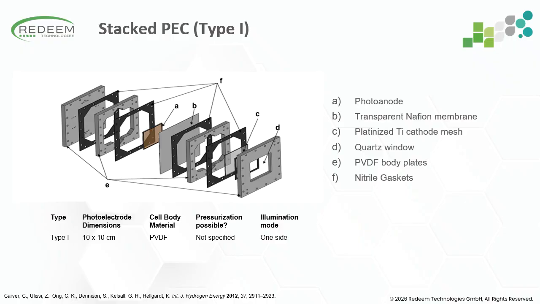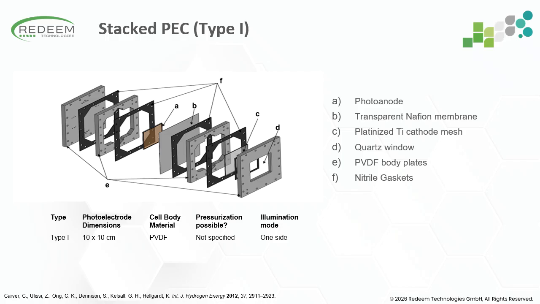Now let's look at some representative examples from the literature, starting with a type 1 stacked PEC reactor. So this design follows a classical back-to-back architecture where the photoanode and cathode are separated by a Nafion membrane. The reactor is assembled as a stack of individual layers, including the photoelectrode, membrane, platinum titanium mesh as a counterelectrode, quartz window, body plates, and sealing gaskets.